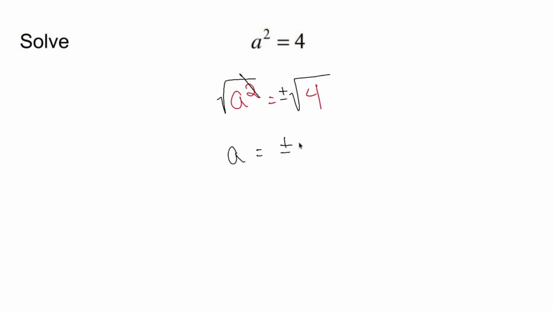A is going to be positive or negative 2, which makes sense because if I take 2 and square it, I get 4. If I take negative 2 and multiply that to itself, I also get 4. So a is going to equal positive or negative 2 in this case.